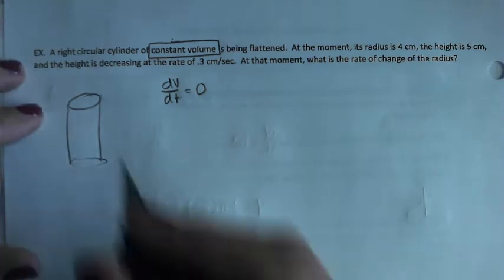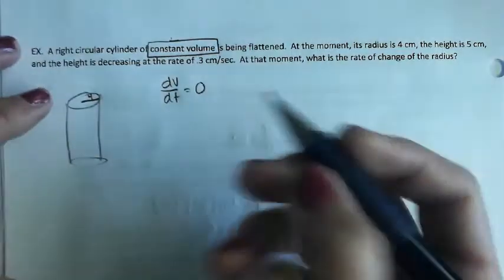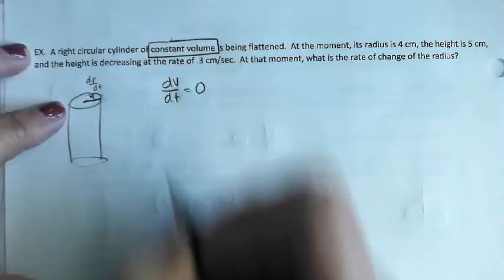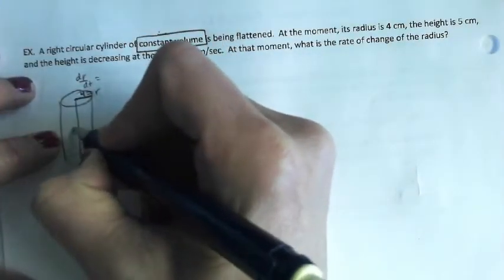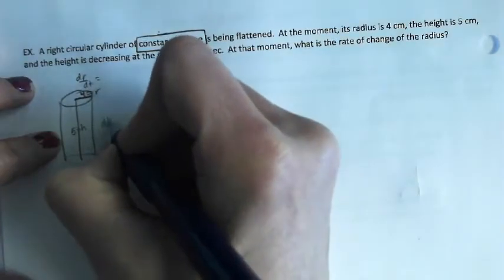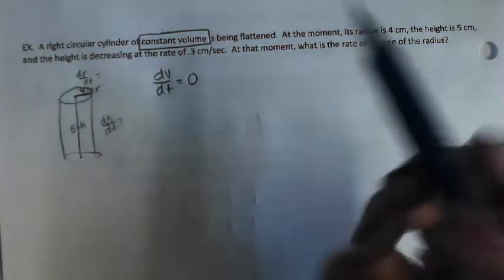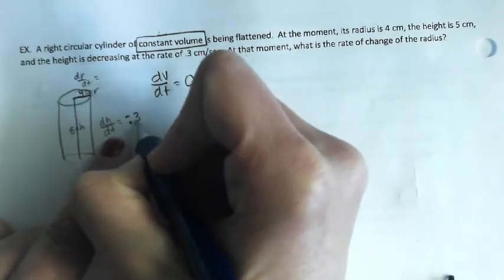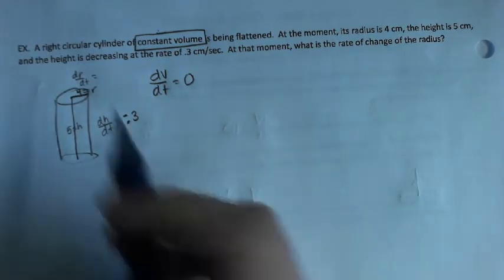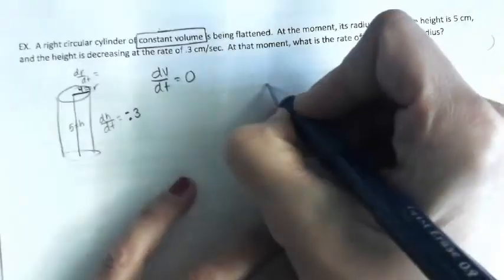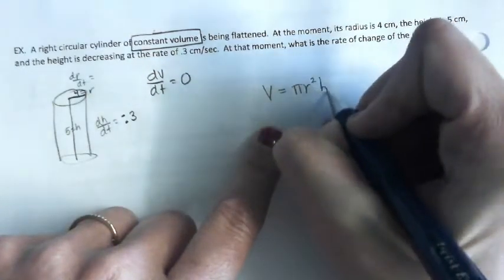So at the moment its radius is 4. So r is 4, but dr dt is definitely changing. The height is 5. 5 equals h. That's also changing because you're flattening it. And the height is decreasing at a rate of 0.3, so dh dt is negative 0.3. At that moment, what is the rate of change of the radius? So they're looking for dr dt. So take your cylinder volume formula, V equals pi r squared h.